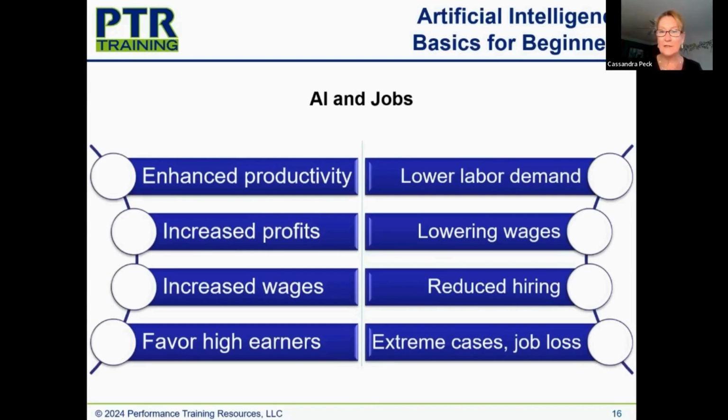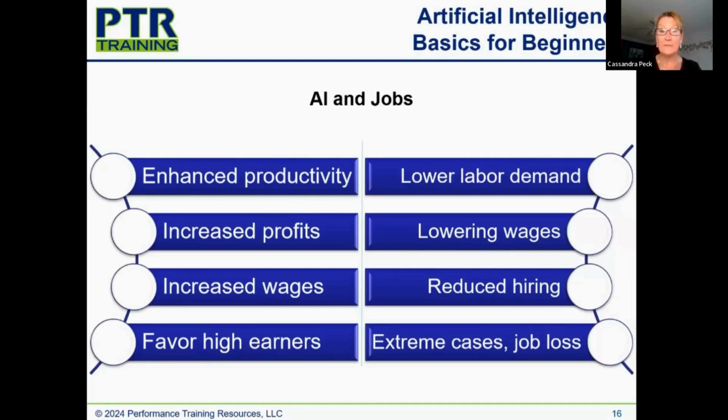AI automation may lead to displacement of certain jobs or tasks that are repetitive, that are routine, or easily automated. Industries, such as maybe manufacturing, retail, customer service, and transportation, can be vulnerable to job displacement due to automation. With that said, though, we're looking at skill shifts, right?